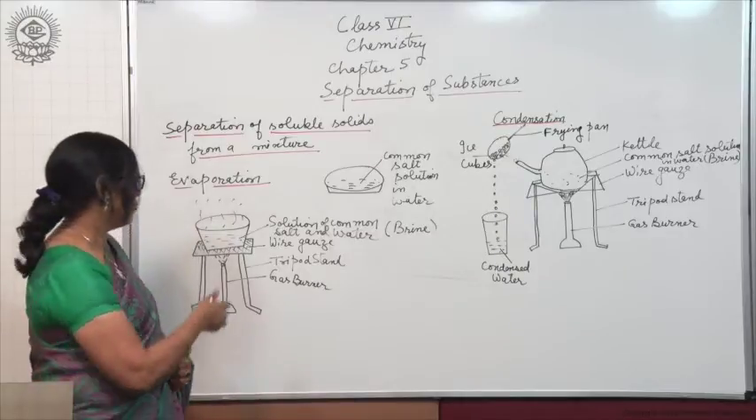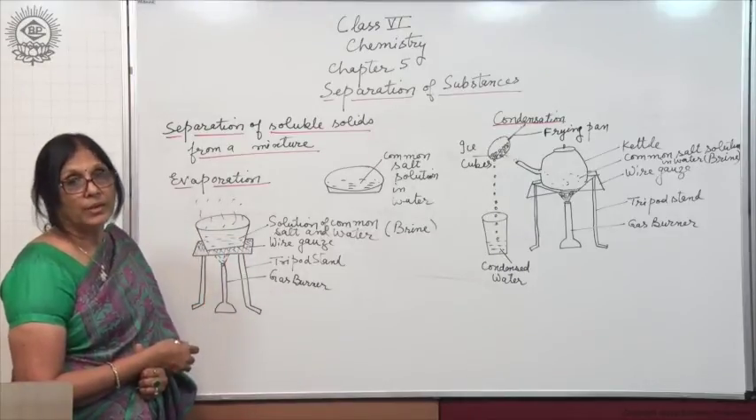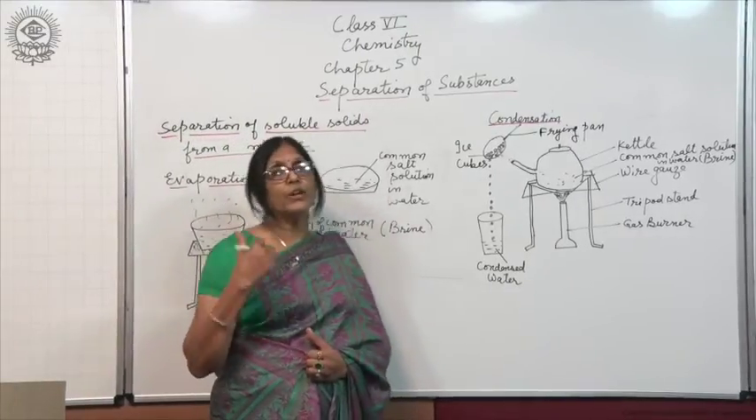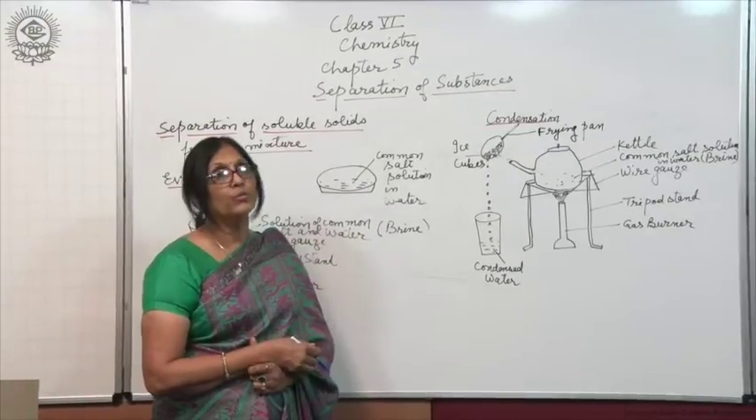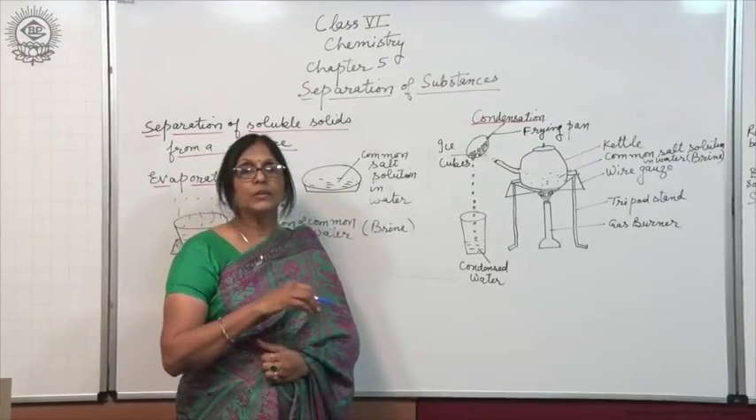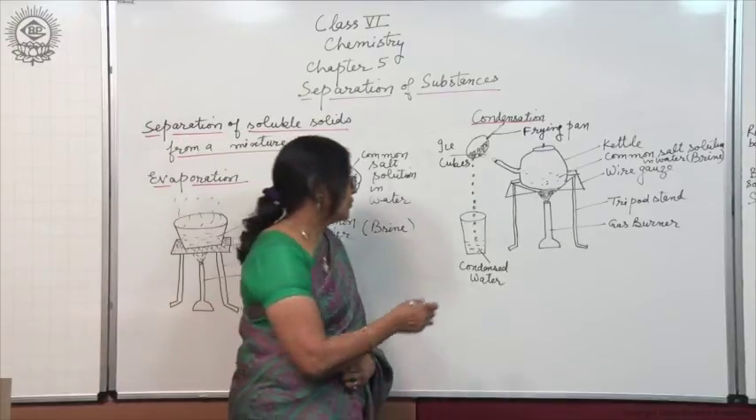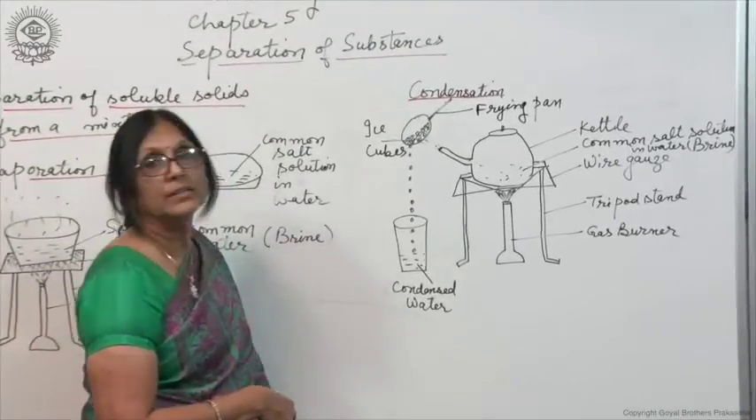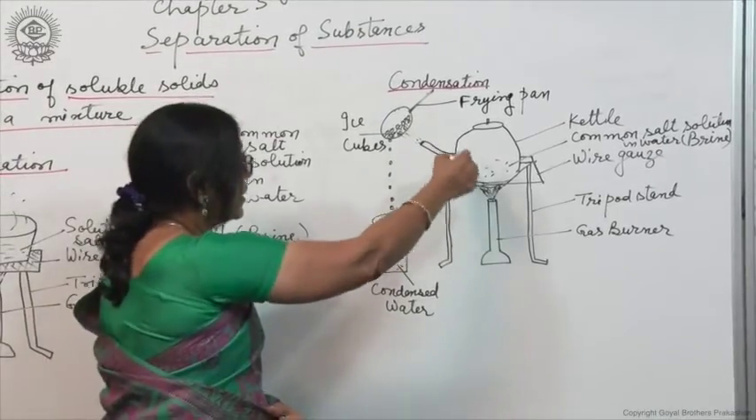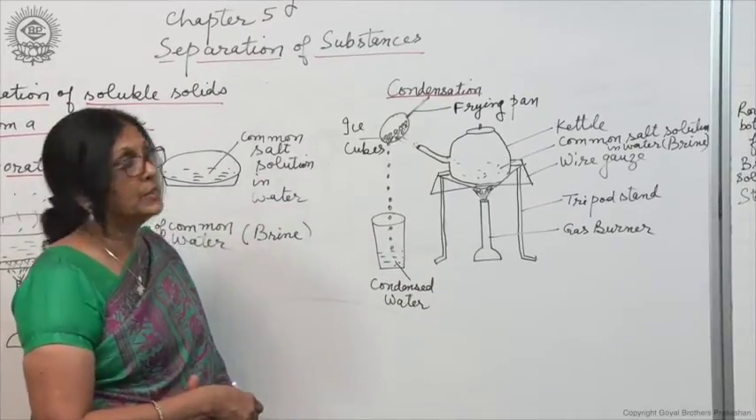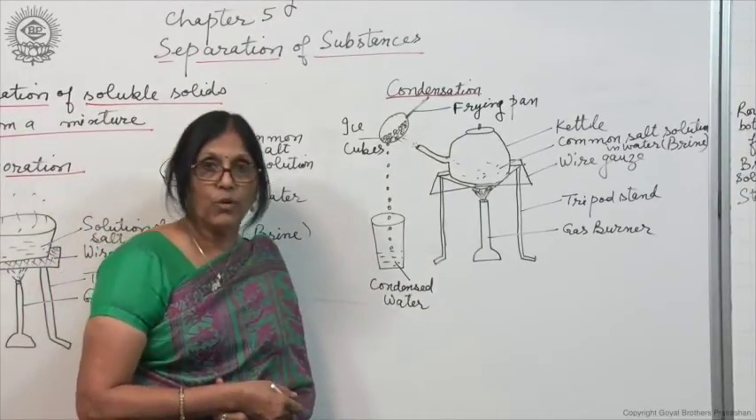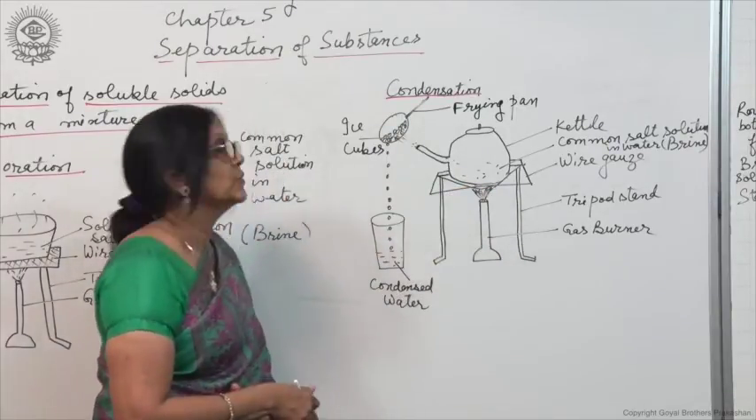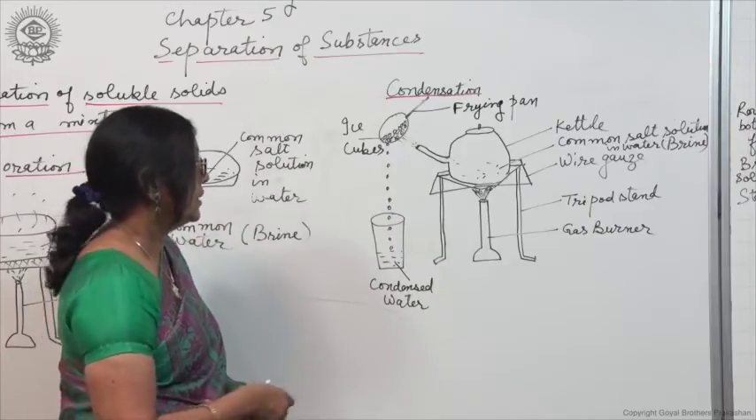So evaporation is a very useful method to separate soluble solid substances from a liquid. But here we could not obtain water. Water got evaporated. How do we obtain water also, along with the soluble solid substance? So let's first of all see this activity, and then we will understand how it can be done. A kettle is taken, half filled with the brine solution, or common salt solution in water. It is placed over a gas burner, over a tripod stand fitted with a wire gauze, and then it is heated.